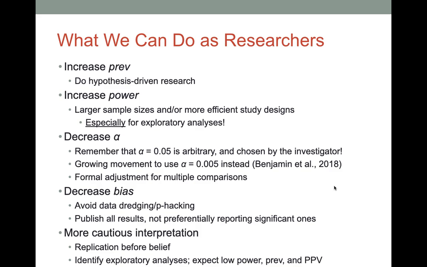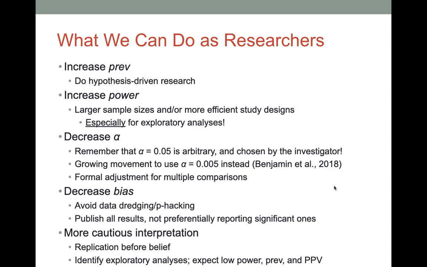Another thing we can do is decrease alpha by using formal adjustment for multiple comparisons. And this is particularly important if we're going to be doing an analysis where we know we're looking at a number of different hypothesis tests of maybe many risk factors that we're measuring. We can decrease bias by avoiding data dredging and p-hacking and by publishing all results, not just preferentially reporting the ones that are statistically significant.